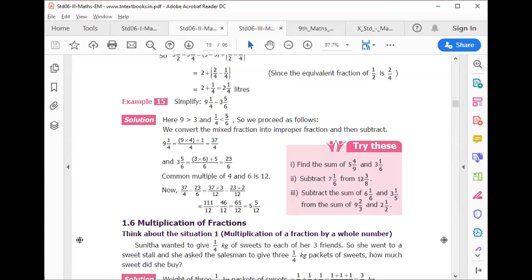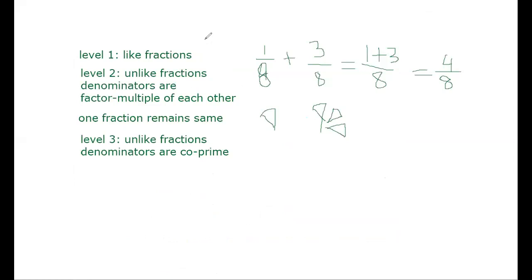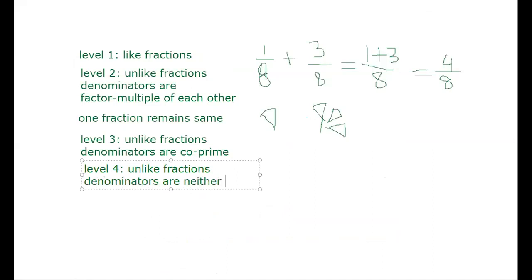So let me mention that. Level 4 is unlike fractions where denominators are neither co-prime nor factor multiple of each other.